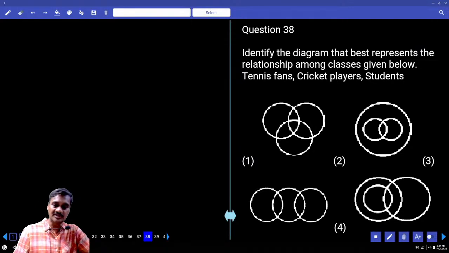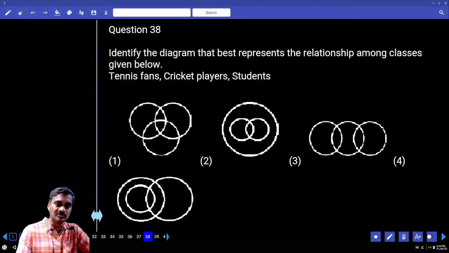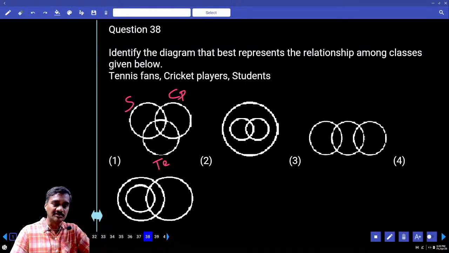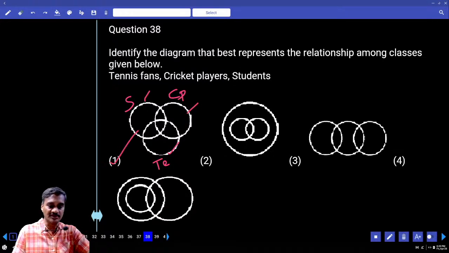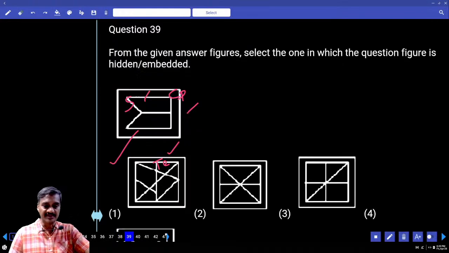Then the 38th one. Now tennis fans, cricket players, students. Some students are cricket players as well as tennis fans. Some tennis fans are cricket players as well as students, and vice versa. Hence, what is your answer? Choice 1.